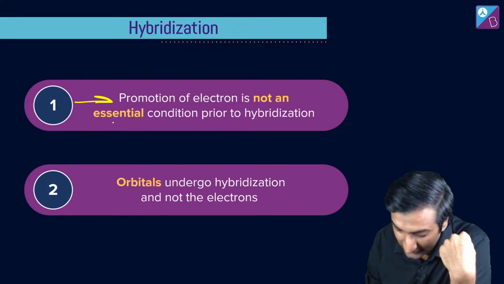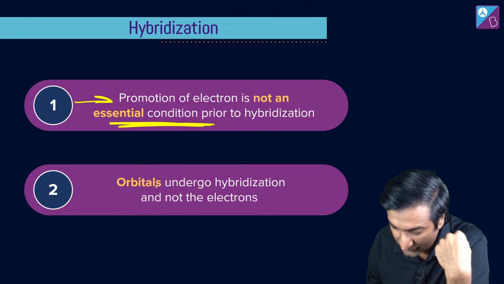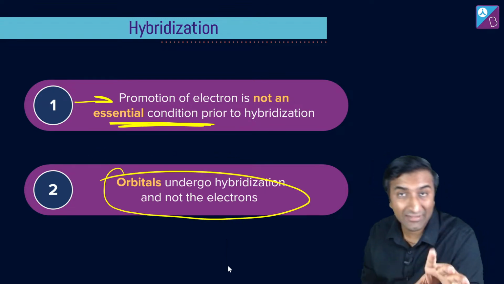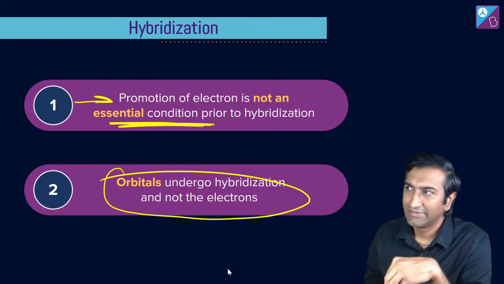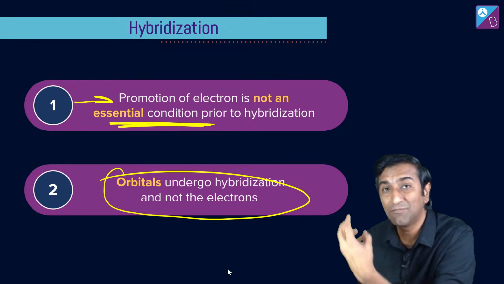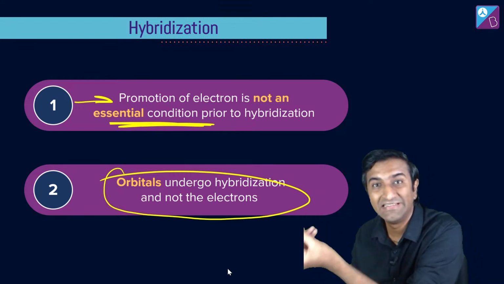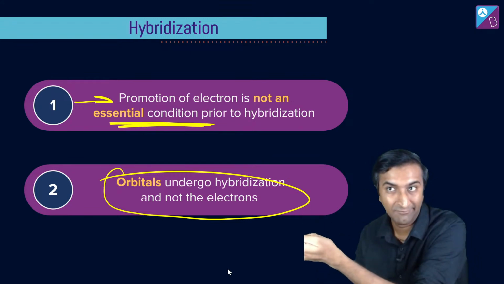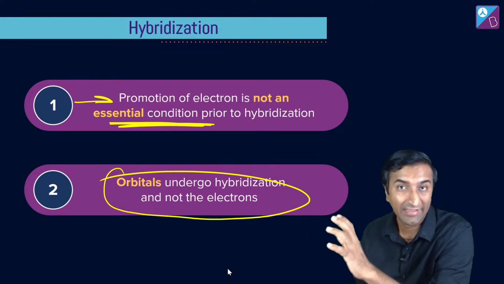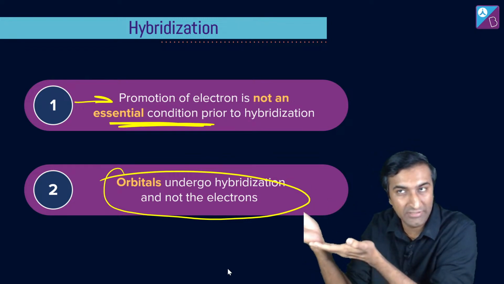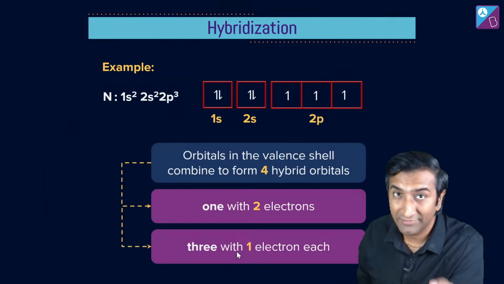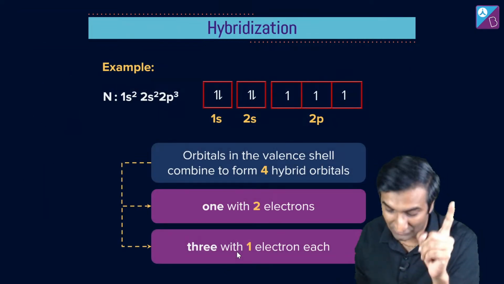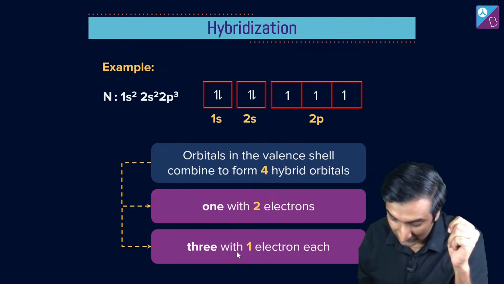The promotion of electron is not really an essential condition for hybridization. Okay, orbitals undergo hybridization, not the electrons. Remember, it's the orbitals that are combining. Finding the probability of electron, that is what this wave function means. Okay, so electron bhai sahab apni jagah pe hi hai. It's because these orbitals are very close in energy. They're like, let's combine. ठीक है, थोड़े theoretical ideas, but you have a lot of assertion reason questions in NEET. Okay, इसलिए ये सब जरूरी तो है आपके लिए जरूर.